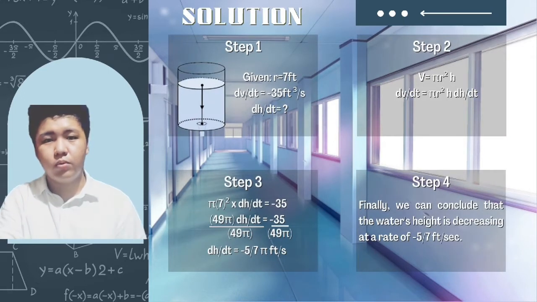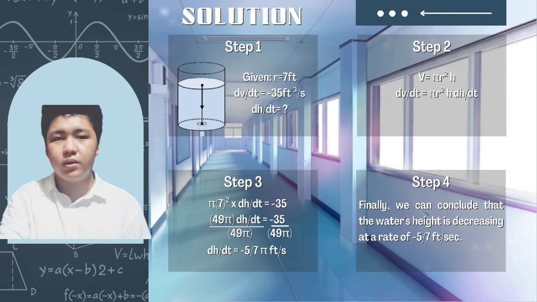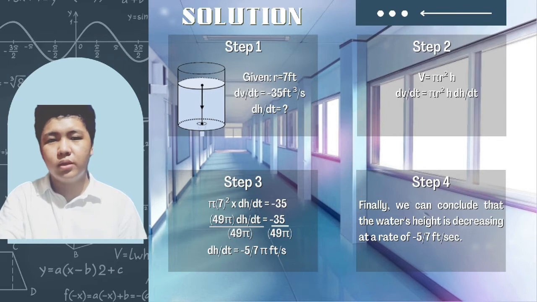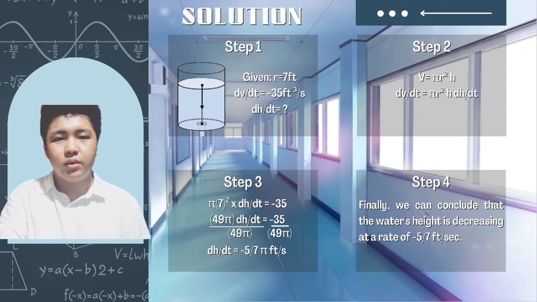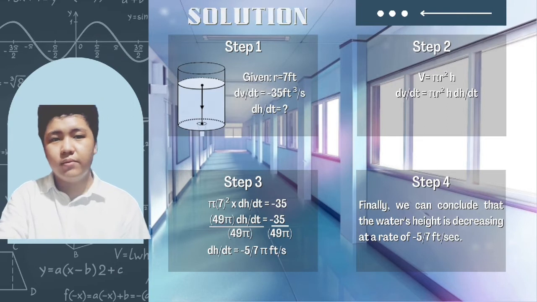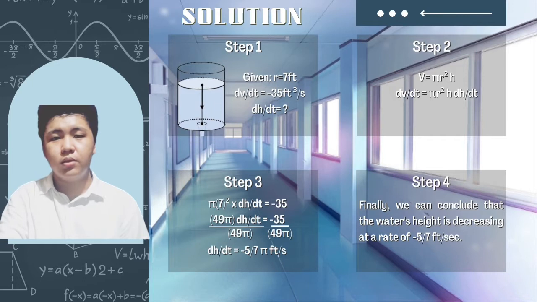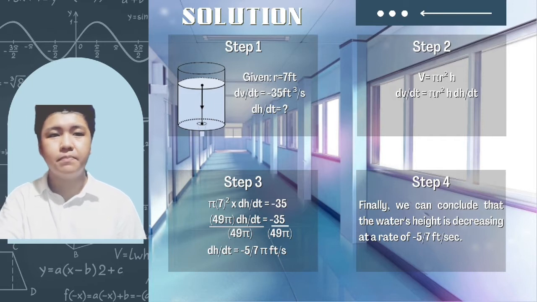Here, let's identify what the givens are. We are given the values of the radius, 7 feet, and negative 35 feet cubed per second. Why do you think it is negative 35 here? Because the negative rate is due to the fact that the volume decreases when the water is being drained from the tank. With this given, it is now clear that we are looking for the change of height over change of time, or dH over dt.